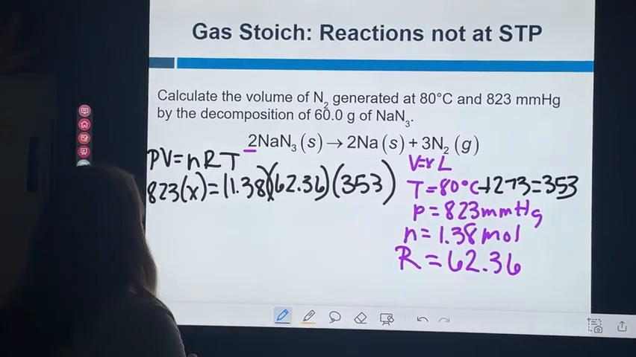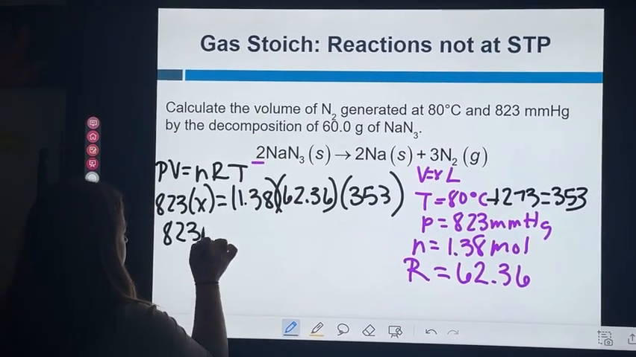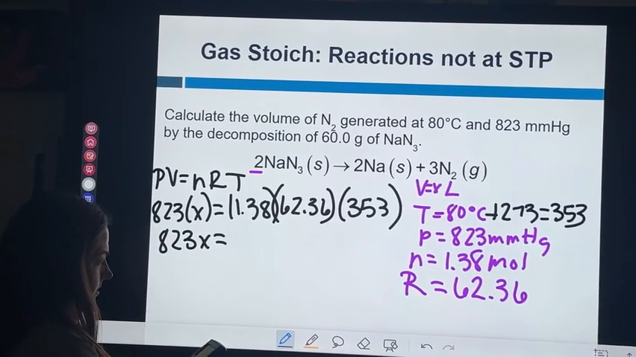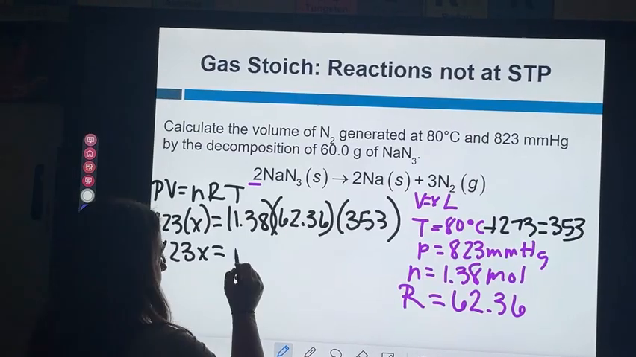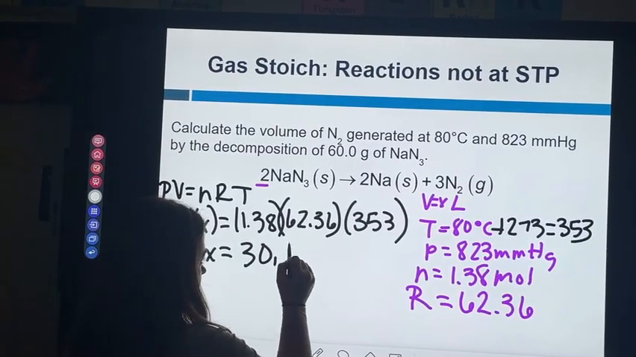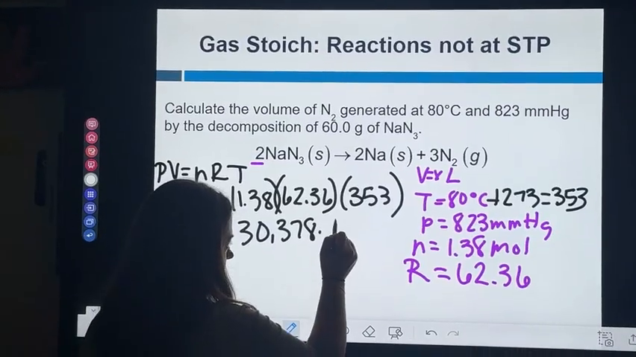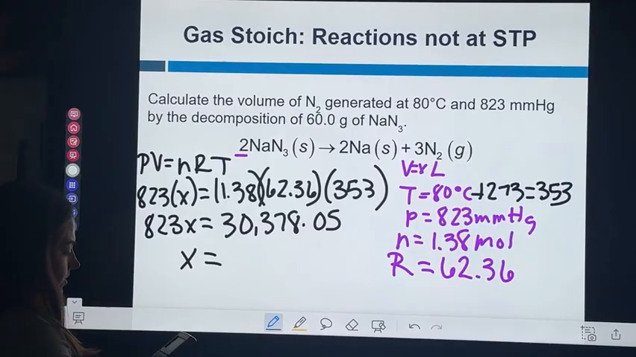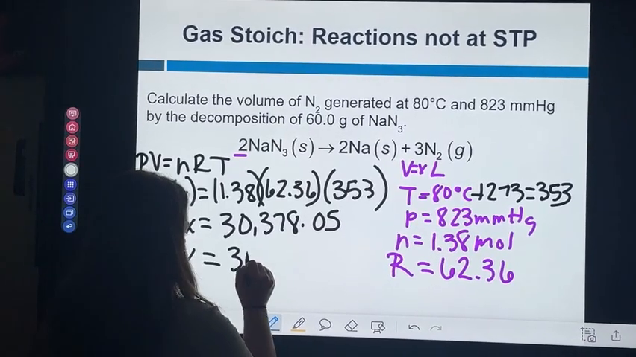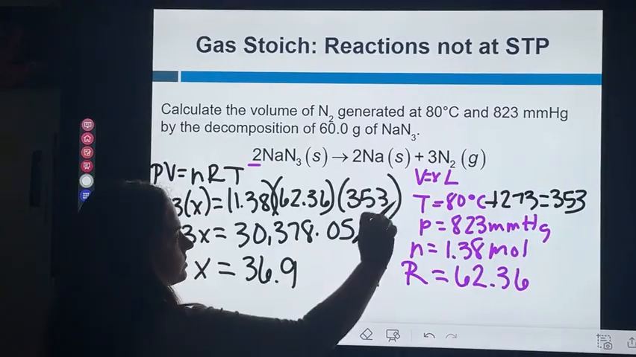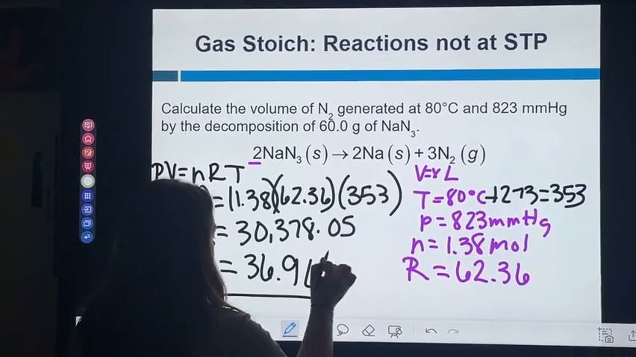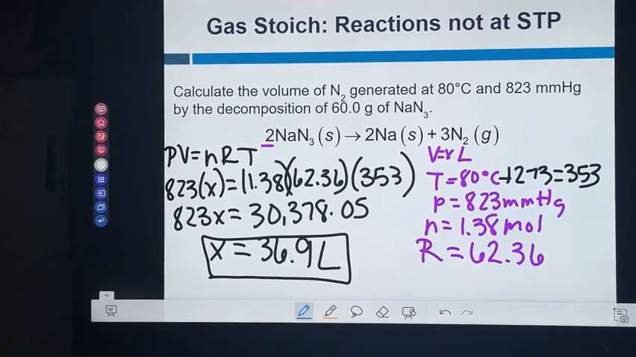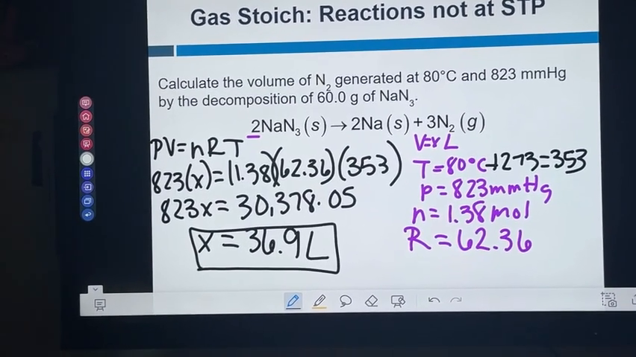And then I can solve for my V. So 823x is 1.38 times 62.36 times 353. So this is a really big number, 30,378.05. We need to get x by itself, so you divide each side by 823, and our x is 36.9, and we were solving for volume, so the answer is liters. Okay? Does your answer match mine? If not, you need to ask your teacher some questions, okay?